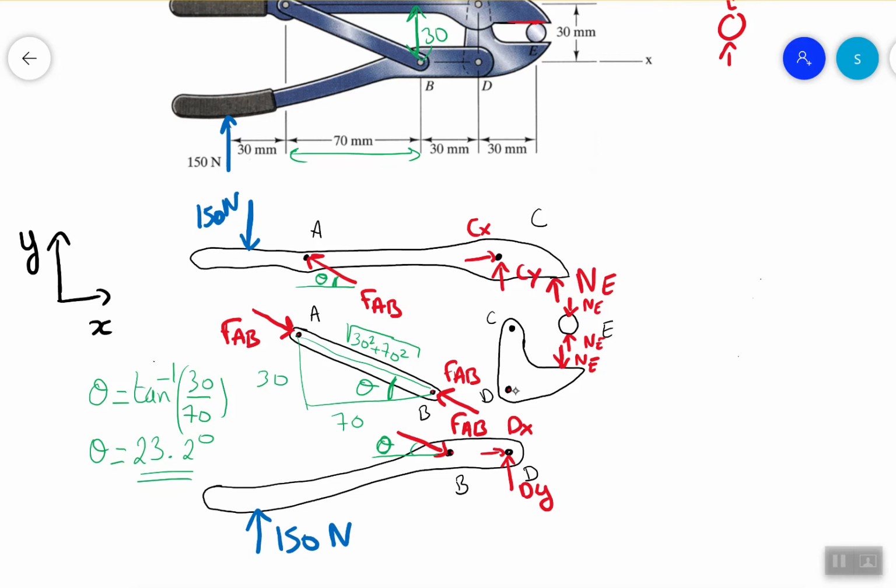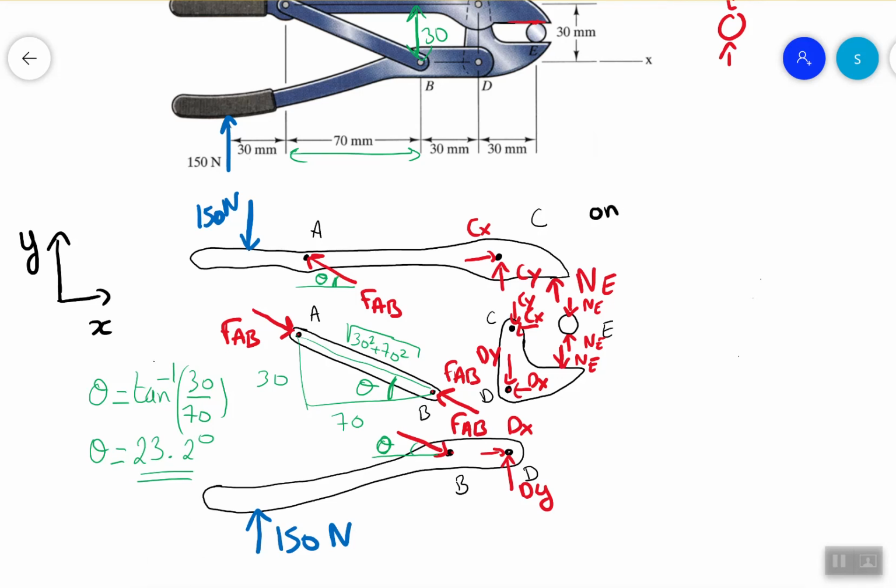At D, we have this dx, but in the opposite direction, and this dy in opposite direction. And at C, we have this cx and the cy in opposite directions. A little bit too much on this side, but you know what? We will not use that at all. So we say, let's just write what we know.